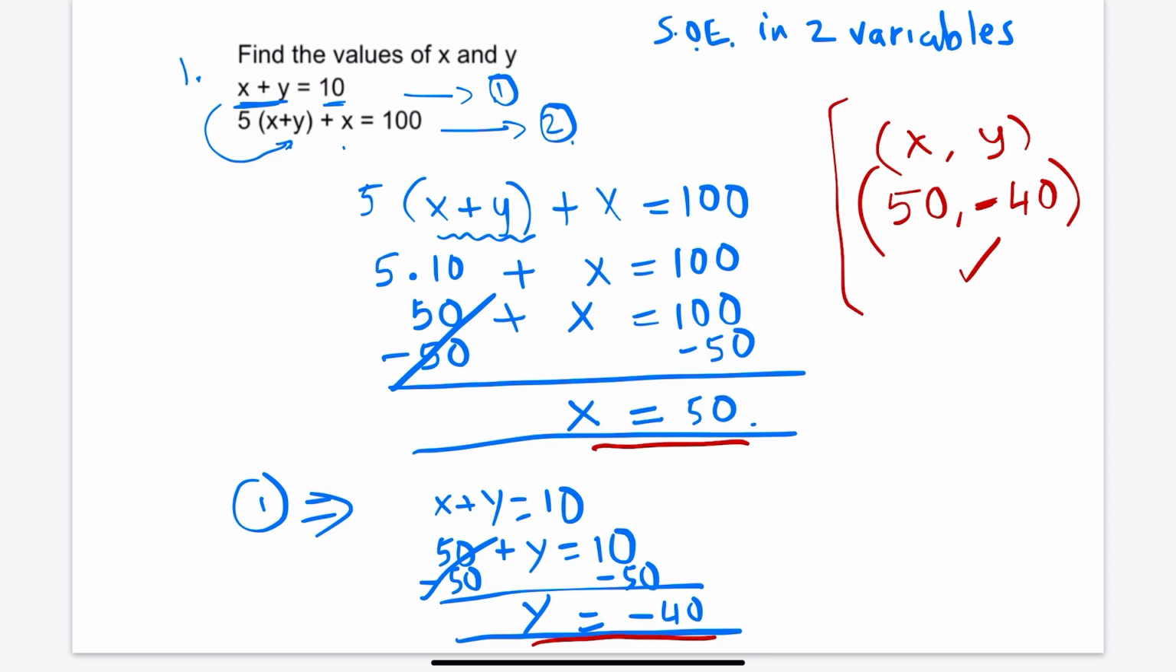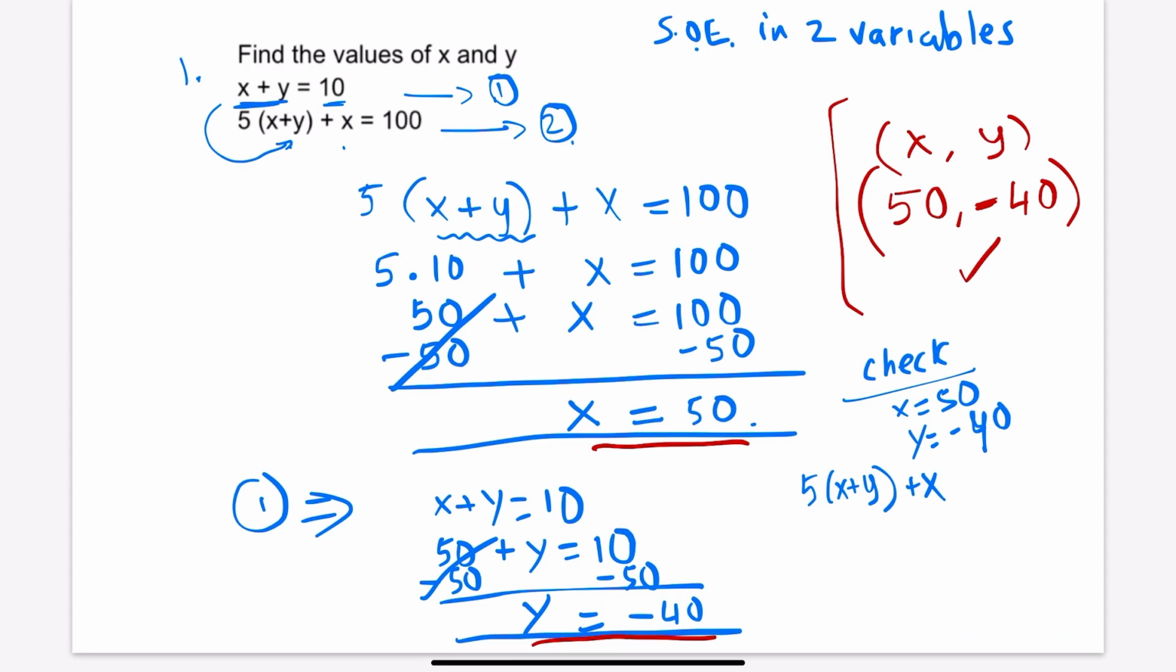In case you have time, I strongly encourage you to check your answers too. How do you check the answers? I don't know whether you'll have enough time in the SAT test, but if you do, just plug in the values. You got x as 50, y as negative 40. Just plug it into equation 2, let's say. Equation 2 has 5 times (x plus y) plus x is 100.